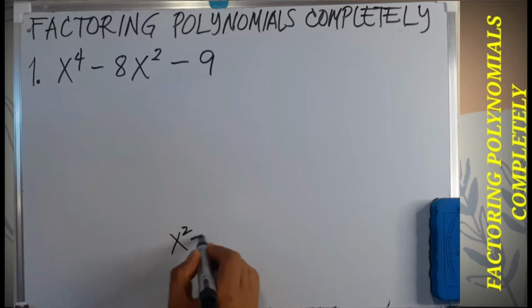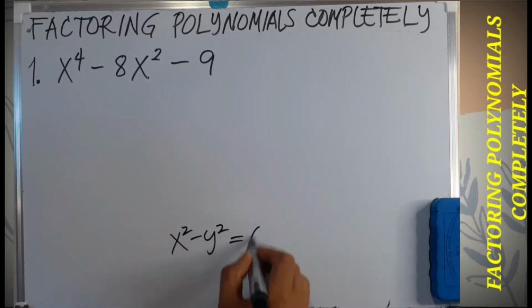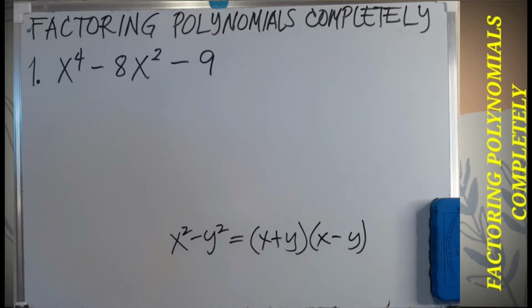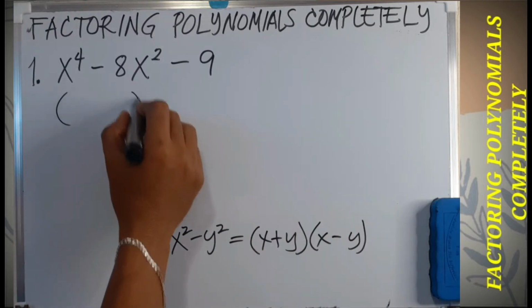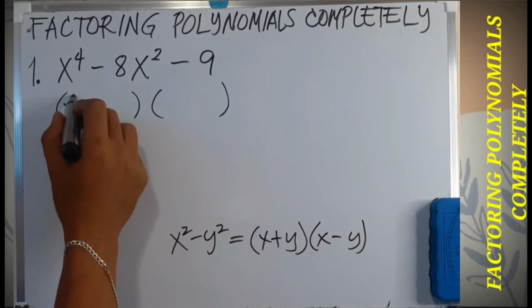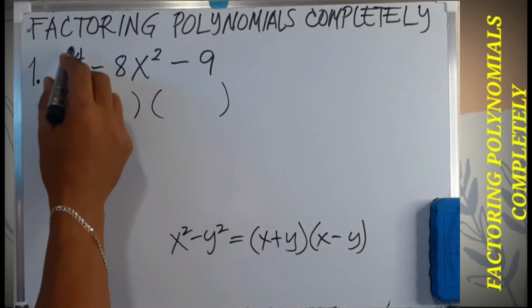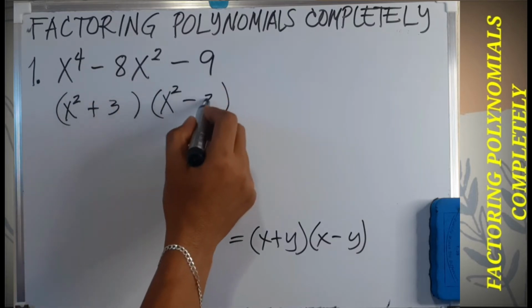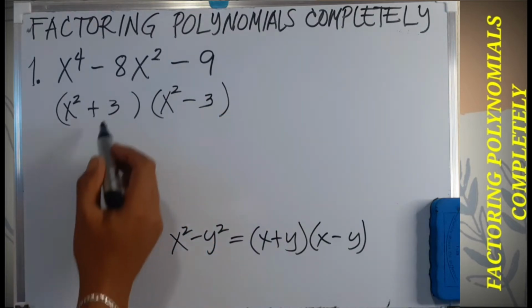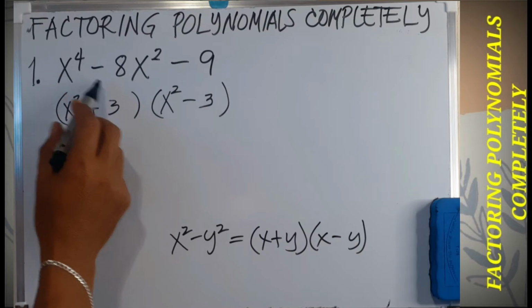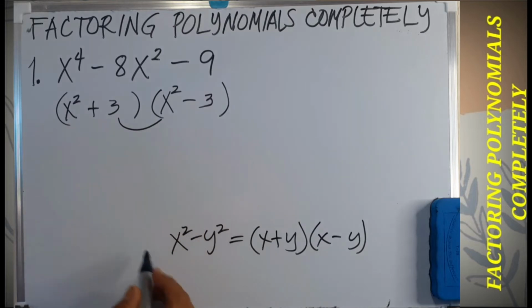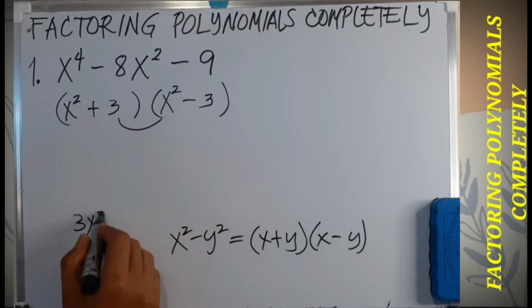Based on our pattern, we have x squared minus y squared equals quantity x plus y and quantity x minus y. Let us try if these are the factors. The square root of x to the fourth is x squared, square root of 9 is 3, x squared minus 3. Let us see if the product of the inner terms and the outer terms will become negative 8x squared. 3 times x squared equals 3x squared.